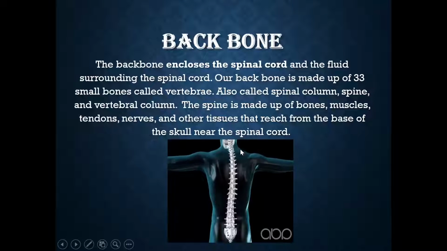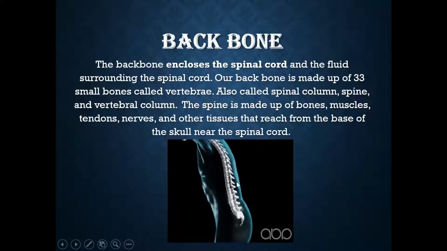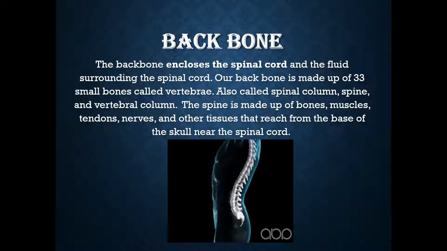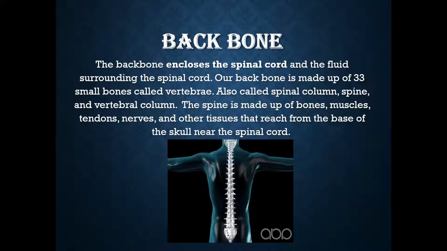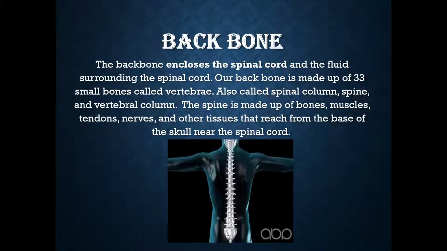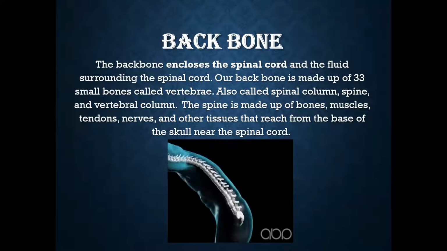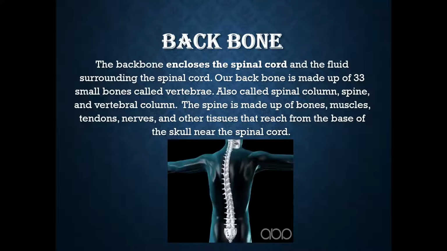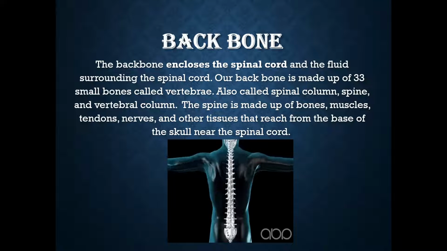Our backbone is made up of 33 small bones called vertebrae. The vertebrae join to form a strong column called the spine or the vertebral column. It is flexible and protects the delicate spinal cord.